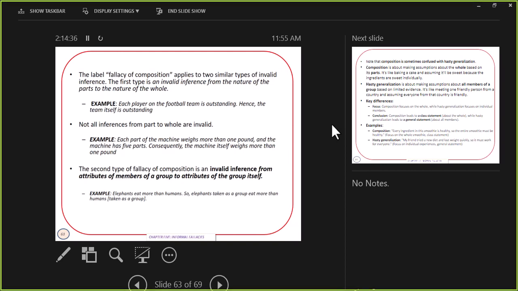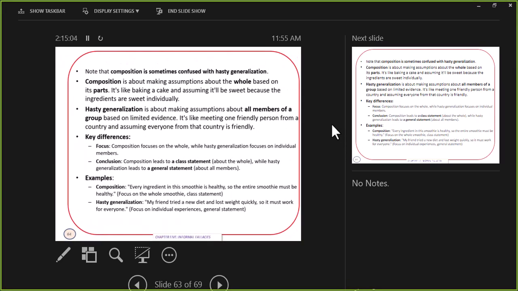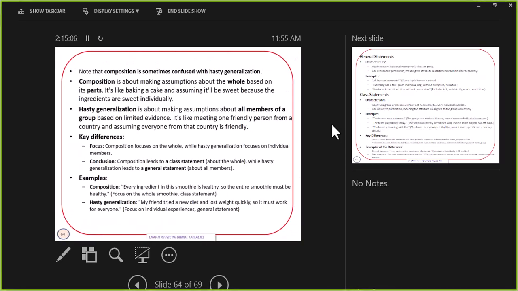Each part of the machine weighs more than 1 pound, and the machine has 50 parts. Therefore, the machine itself weighs more than 1 pound. It proceeds from part to whole, and there is nothing wrong with this particular argument. The second type of fallacy of composition is an invalid inference from attributes of members of a group to attributes of the group itself. An erroneous transference of. Note that composition is sometimes confused with hasty generalizations.